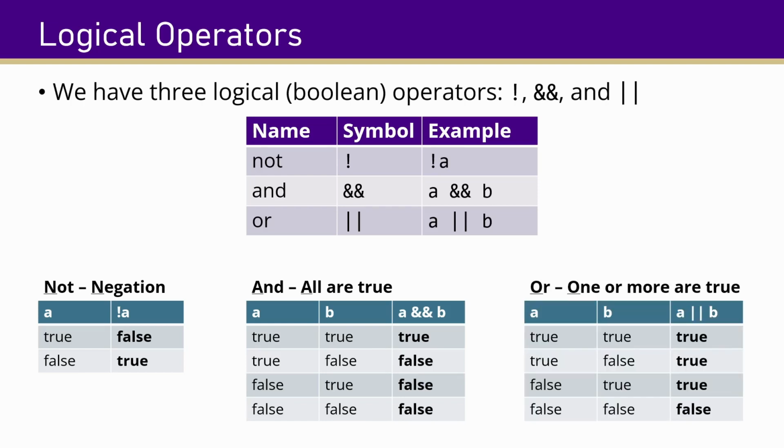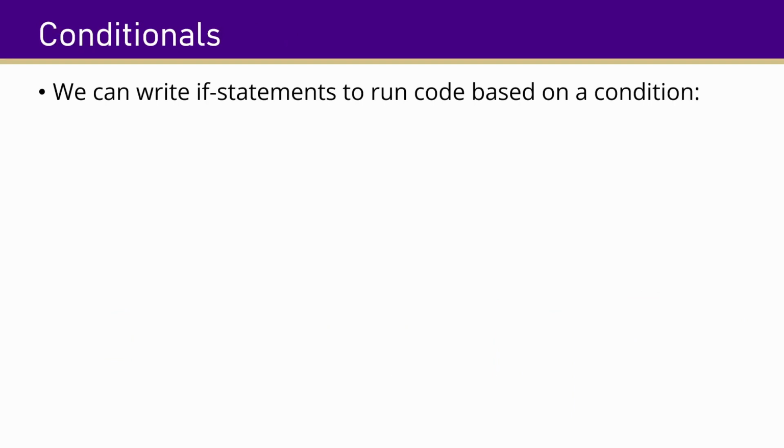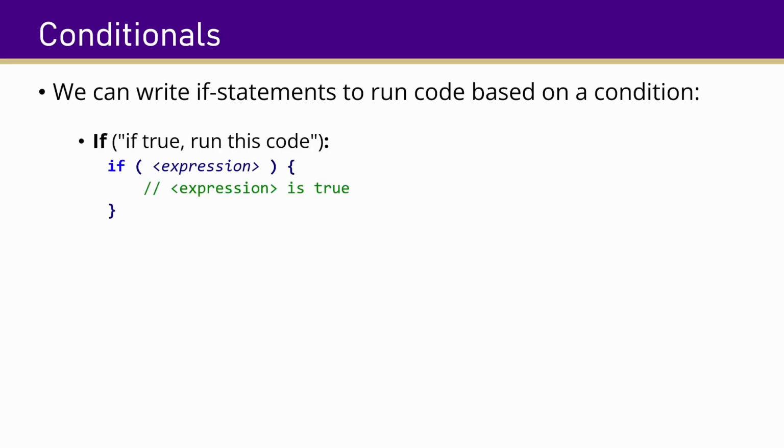And then we have or, which uses the two pipe or line symbols. Or is true if one or more of its inputs are true. The o stands for 1. And using these comparisons and logical operators, we can run code based on if a condition is true. The if statement lets us run some code only if an expression results in true.